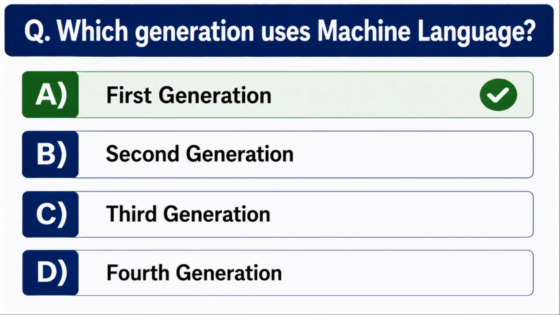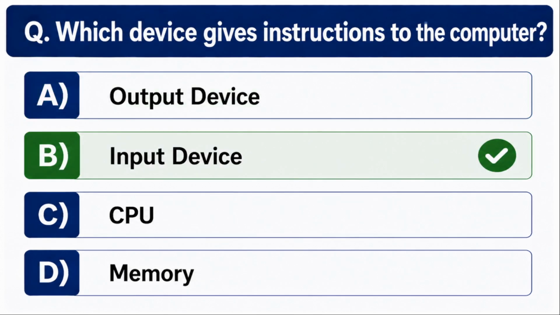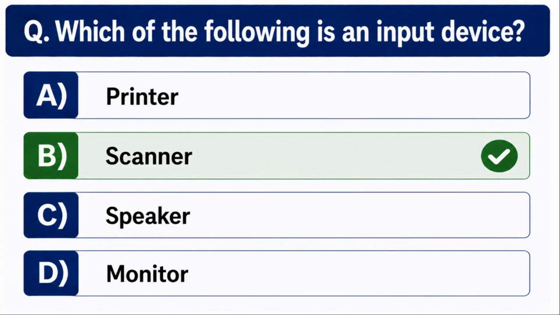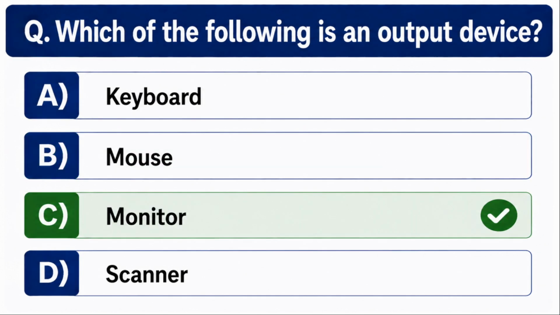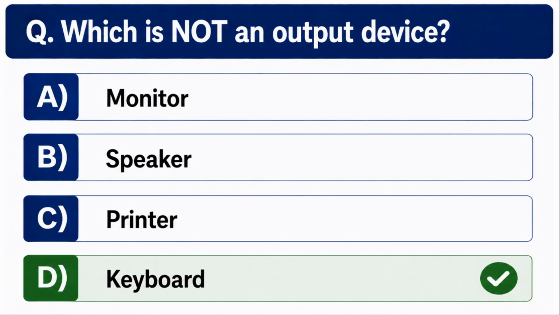Which generation uses machine language? First generation. Which device gives instructions? An input device. First you give the instruction through the input device, then process, then output, then storage. Which of the following is an input device? Printer is an output device, speaker and monitor too. These three are output devices. Scanner is an input device. Which of the following is an output device? Monitor is an output device.